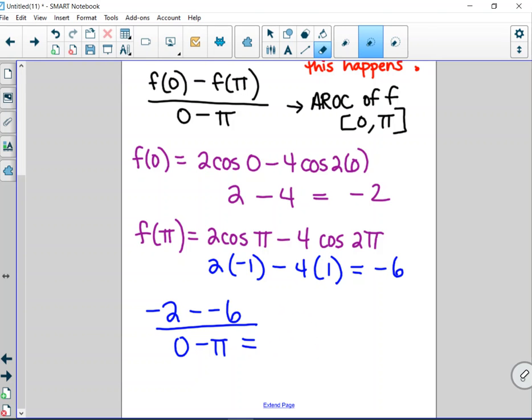All right. 4 over negative pi. Now, why did I do that? What am I going to use that for?